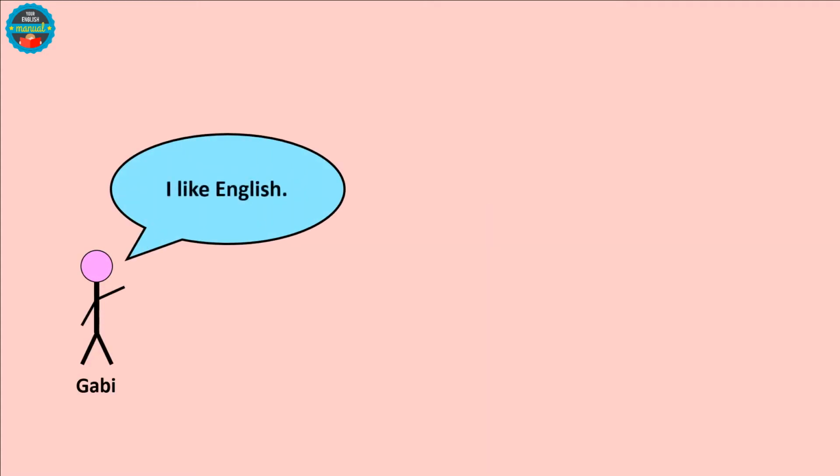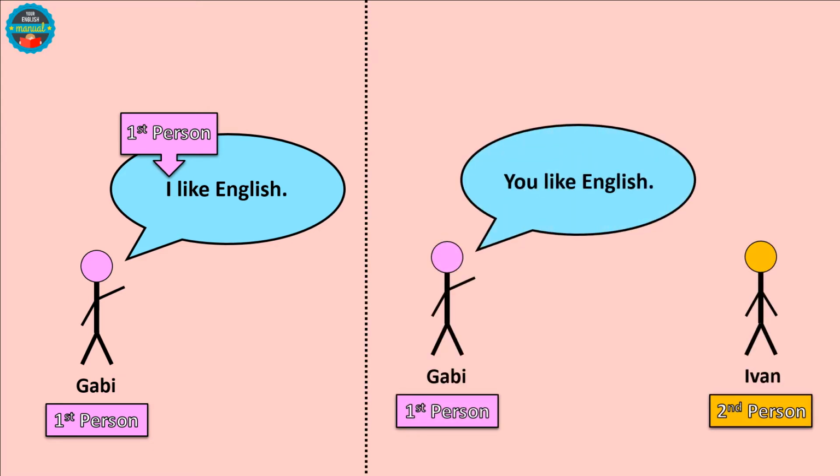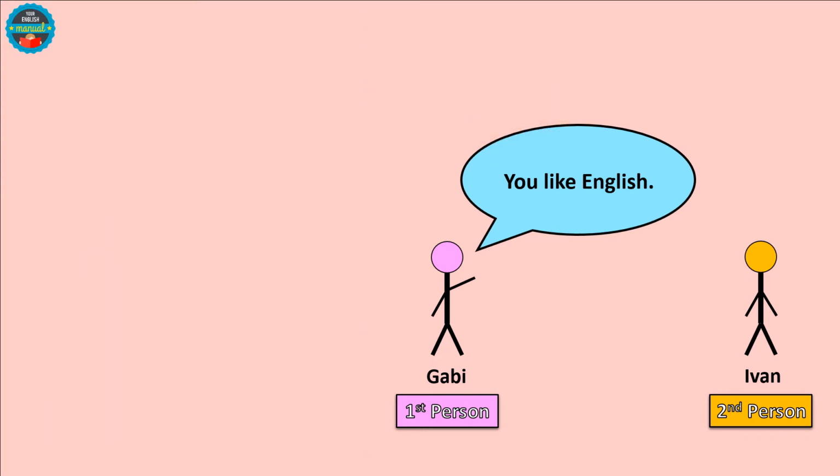I like English. The first person is I, and I am talking about myself. You like English. The first person is I, and I am talking about the second person, which is you. So it's like this. The first person, I, is talking to the second person, you. Simple, right?